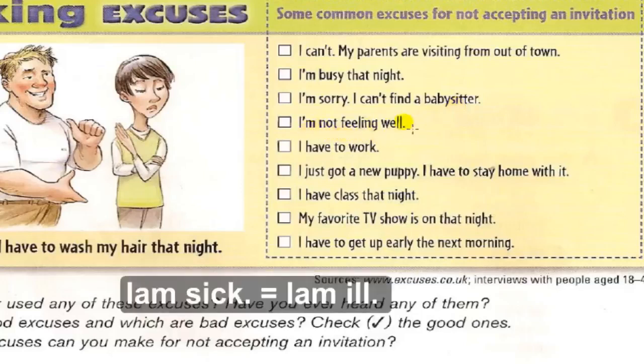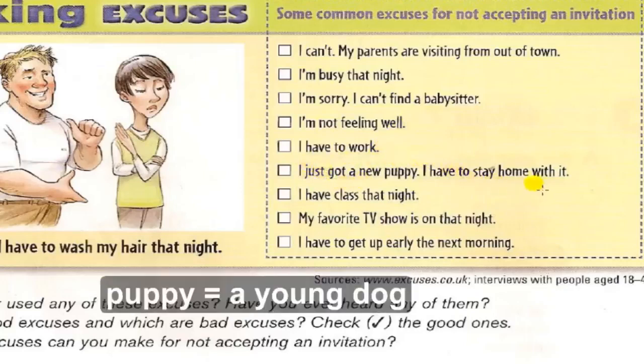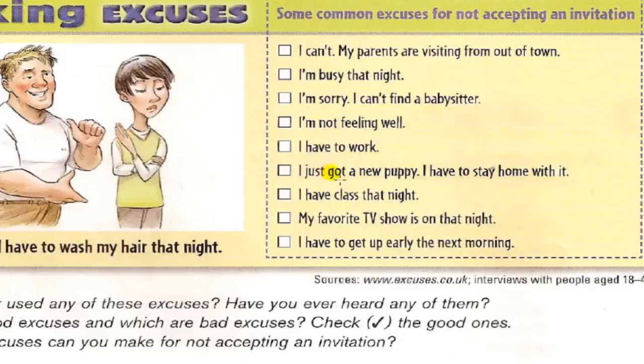I'm not feeling well. I'm sick. I am ill. I have to work. I have a lot of work. I just got a new puppy. I have to stay home with it. So this is of course a good excuse, but with kids, with children, you say, I just got a new puppy. A puppy, a young dog. Puppy, British, American puppy. And I have to stay home with this puppy.